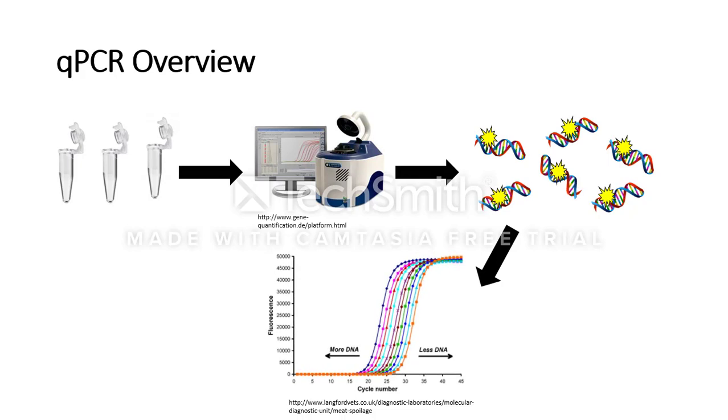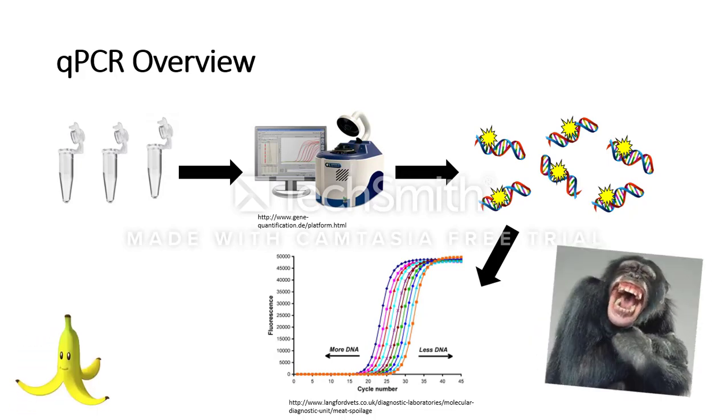The amount of product can then instantly be compared to a known standard, which is the number of copies produced at each cycle in the process. And that's qPCR in a nutshell. Or should I say, banana peel.